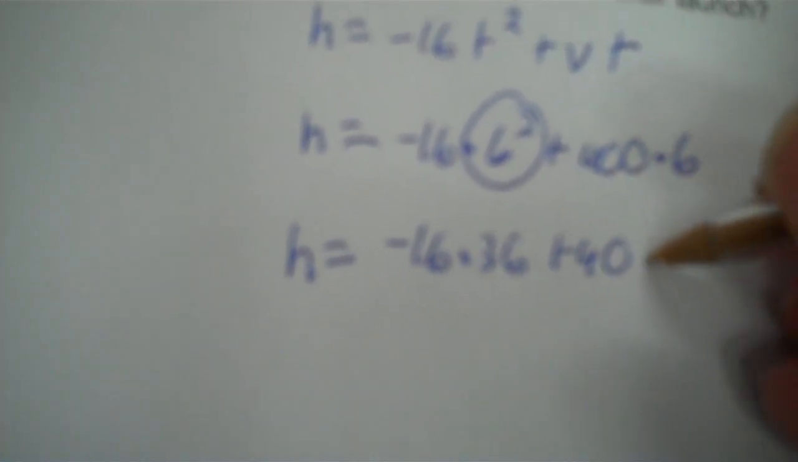Okay, so h stays in variable form. T is 6 to the second, then v is 400, and t is 6. So we figure out the 6 to the second, that's 36. So it's negative 16 times 36 plus 400 times 6. Now we find our multiplication products. This is just essentially, please excuse my dear Aunt Sally, exponents, then the multiplication.